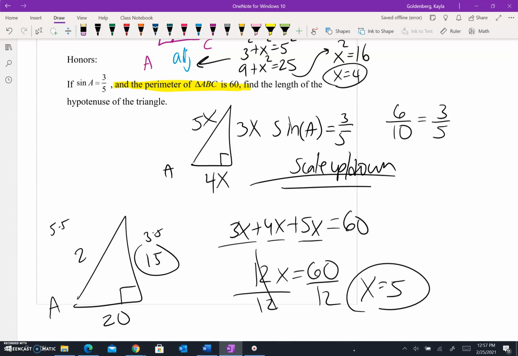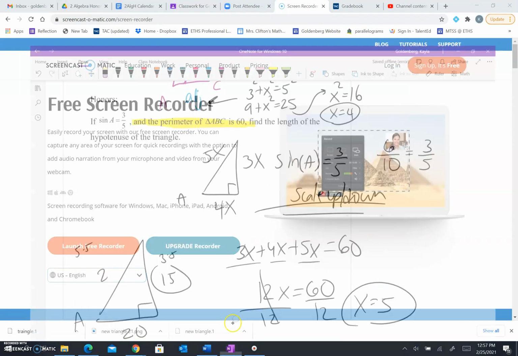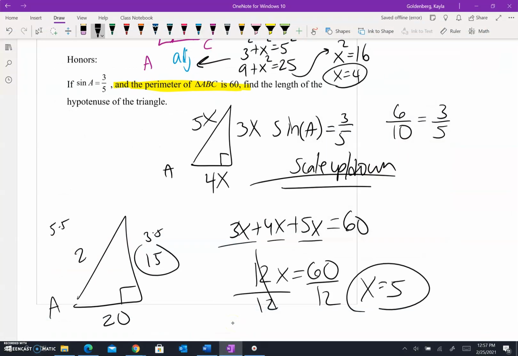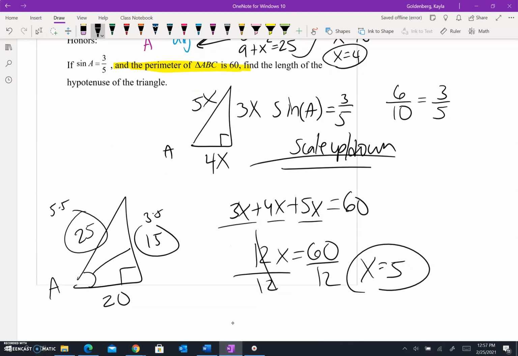Oops, sorry about that, a little messy. There we go. Some tech troubles. So notice if you do sine, opposite over hypotenuse, that would be 15 over 25. Notice they're both divisible by 5, so it does simplify to 3 over 5. So these can apply to scaled up or down versions of the triangle. So you have to be careful with problems like this. It might not necessarily be that those are the actual side lengths.